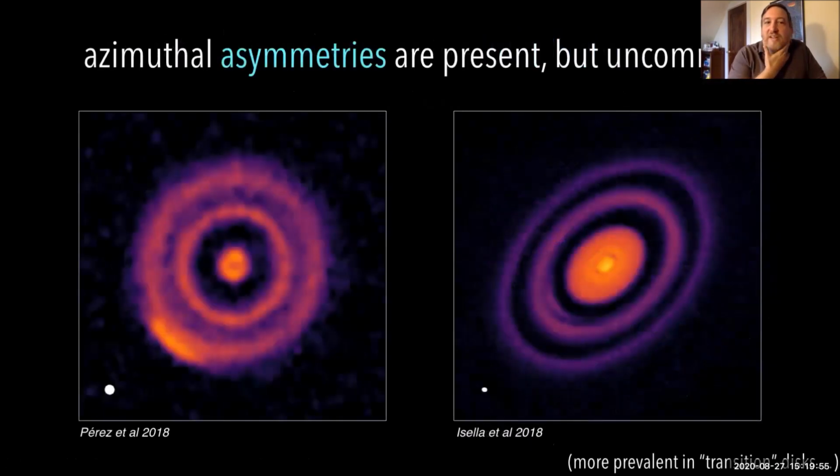We don't see a lot of azimuthal asymmetries. They're there in some cases, as you can see in these really spectacular examples where you see these little arcs in these disks by Laura Perez and Andrea Isella. They're a little more prevalent in a different kind of disk called transition disks, and it's not clear if there's some selection effect happening.